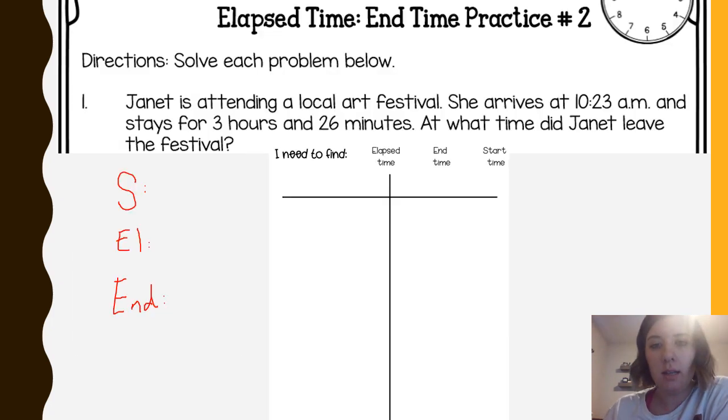Janet is attending a local art festival. She arrives at 10:23 a.m. and stays for 3 hours 26 minutes. At what time did Janet leave the festival?